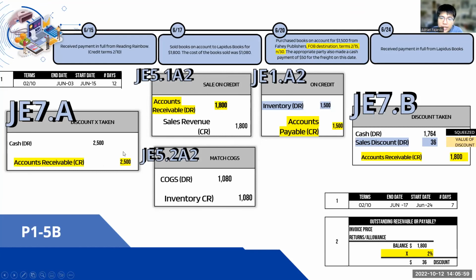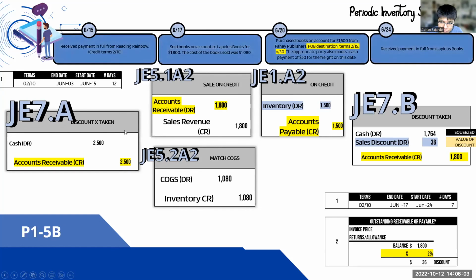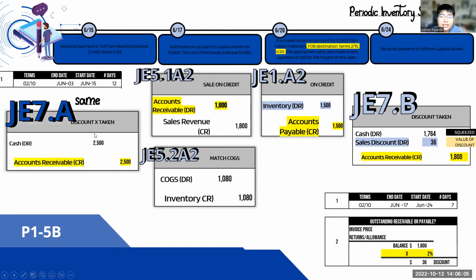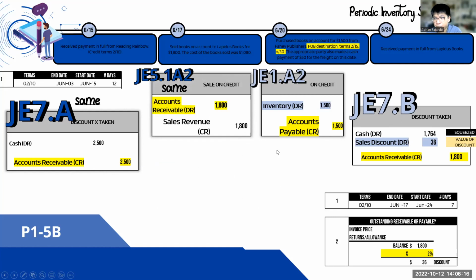For this journal entry, how do we make it periodic? Actually, it's the same because this is a sales discount not taken. This is a sale, so again the initial entry is the same, but then we don't recognize the COGS. Again, it's not inventory, but it's purchases.